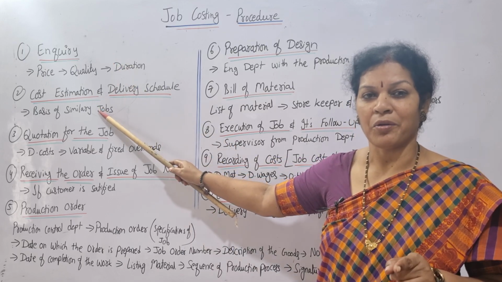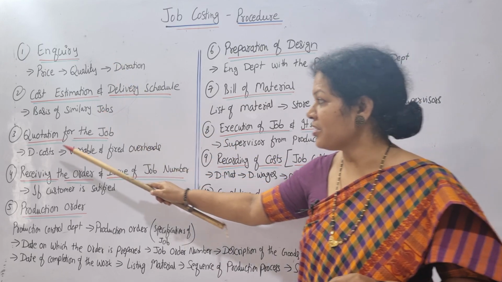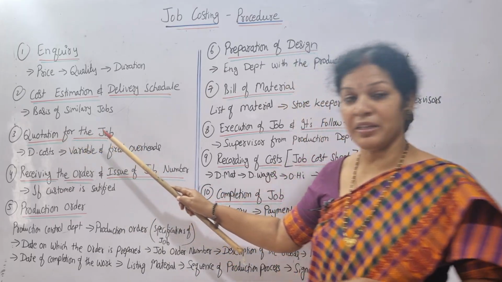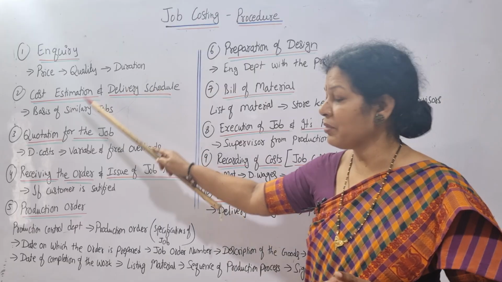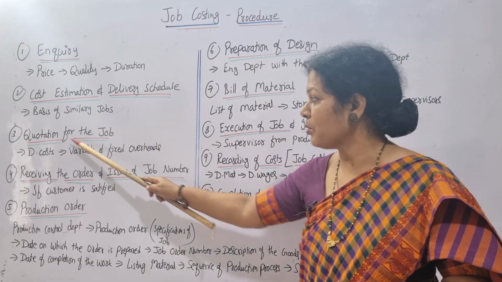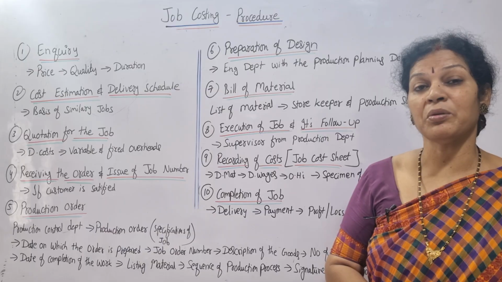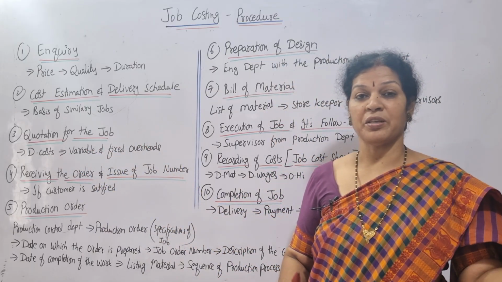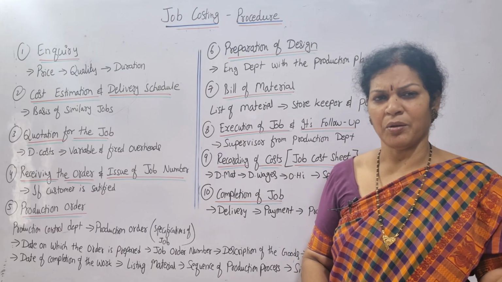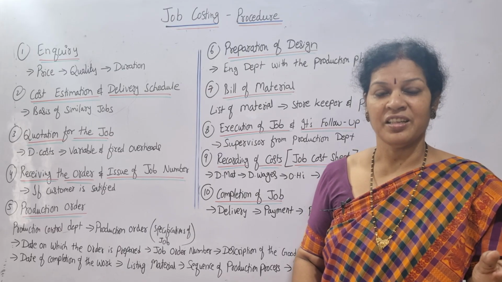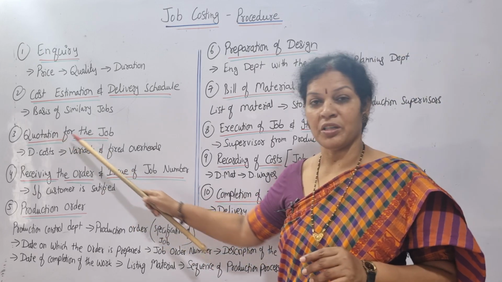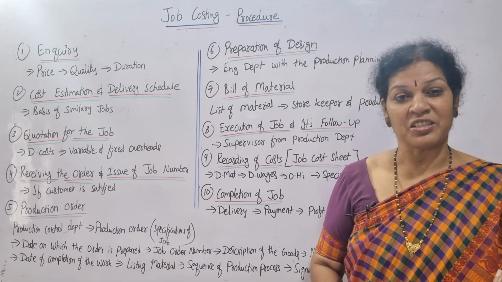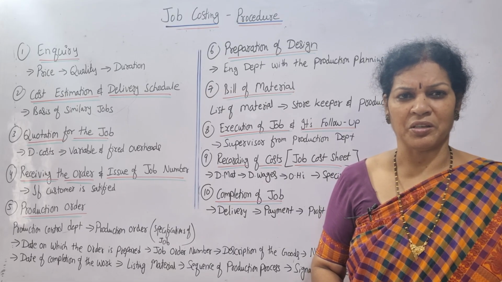Inquiry is over. Then, according to the steps, the third step is quotation for the job. While preparing this quotation, they prepare the estimation and everything. After that, they have to give the quotation to the customer. How do they give the quotation? They have to consider the direct cost, variable and fixed overhead, and whatever steps are involved, how much cost they are spending, and all these things they consider. Then they give this quotation for the job to the customer, and the customer receives the quotation.